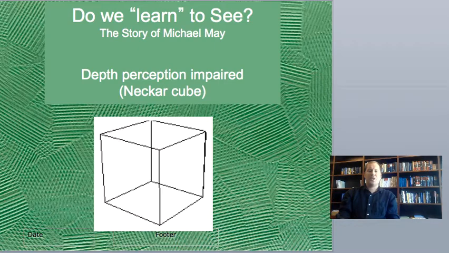What also was interesting was Michael May had impaired depth perception. When he saw this Necker cube, a drawing of a simple cube, he just saw a bunch of lines, whereas most of us, of course, see a cube with 3 dimensions.